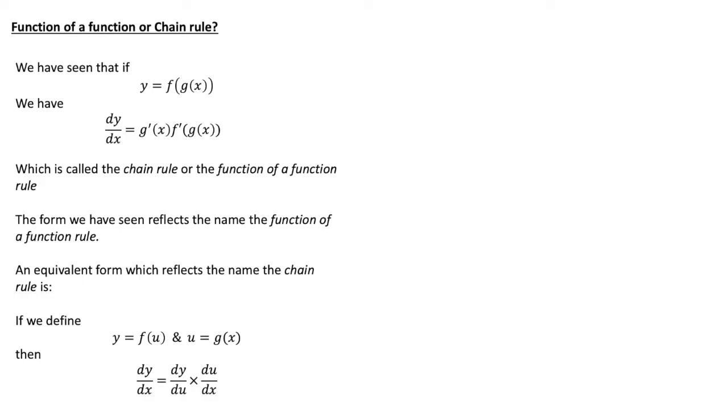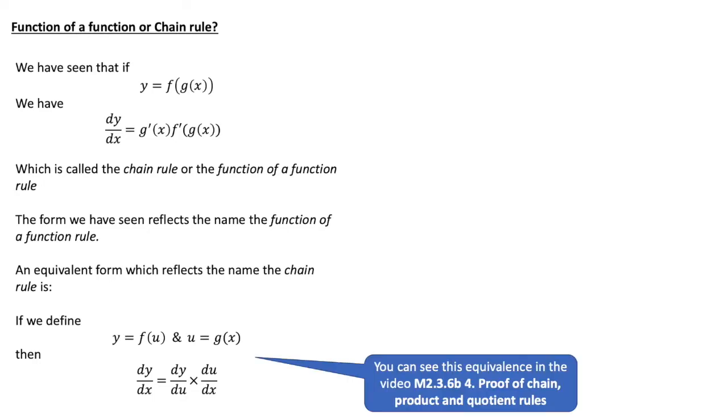And that is that if we define y equals f of u and u equals g of x, so that would give y equals f of g of x, which is what we started with at the top, then we get dy by dx equals dy by du times du by dx. And so it's starting to form a chain of differentiated functions. And you can see this equivalence in the video M2.3.6b, number 4, proof of the chain product and quotient rules, where it's used in one of the proofs there, the proof of the chain rule.